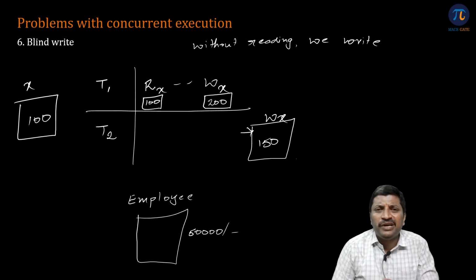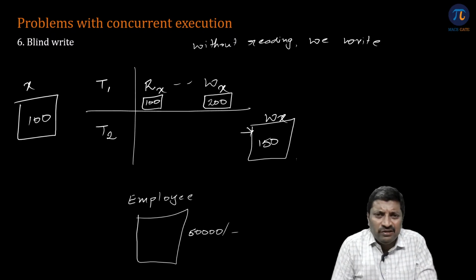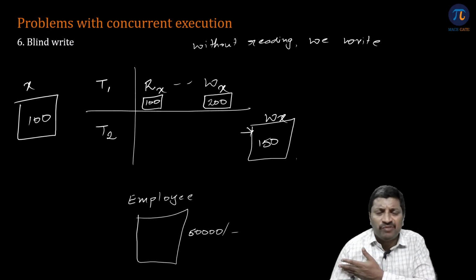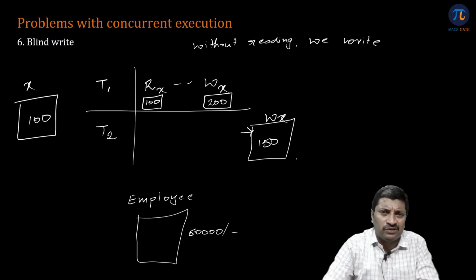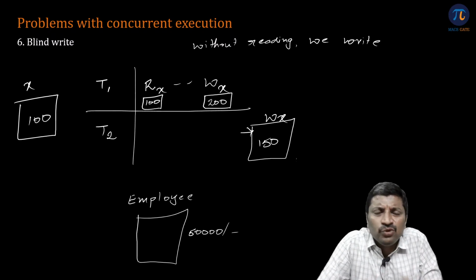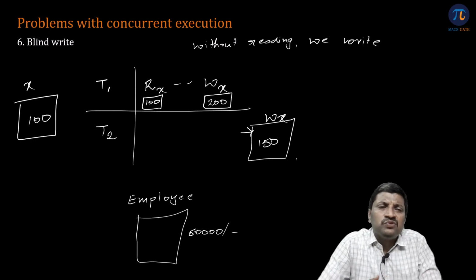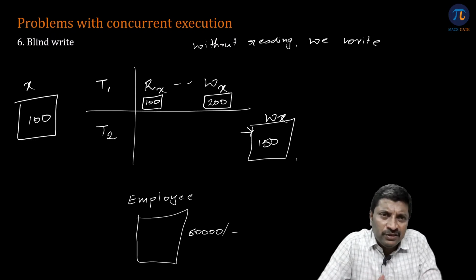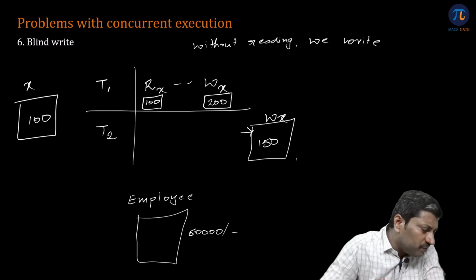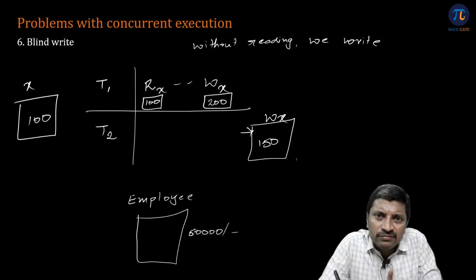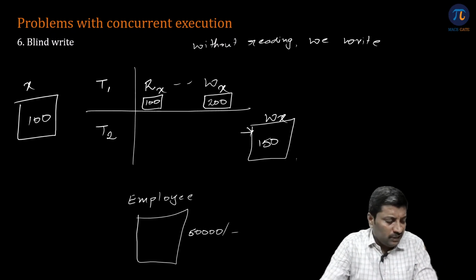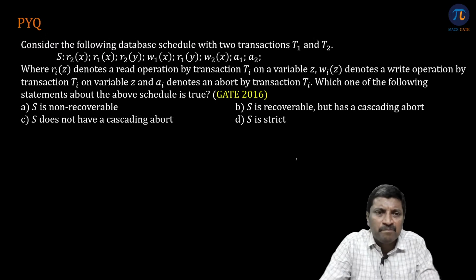Then do you need to read what is the previous salary, sir? No, right? Whatever it may be, what is the value you are going to write? You are going to write 50,000. Then why read it, sir? You don't read it, right? So that is a blind write. So without looking at what the previous value is, I am writing it. Is that clear, sir? Right.